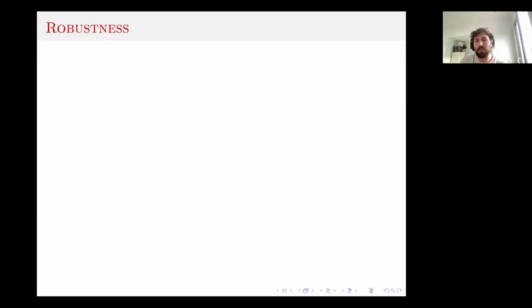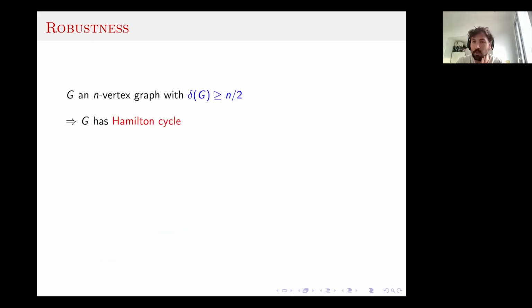So now I want to talk about something a bit different, which is, instead of generalizing Dirac's theorem to hypergraphs, another line of research, which is to strengthen Dirac's theorem. Once you're above n over 2, Dirac tells you that you have a Hamilton cycle, but maybe you have much more than this. And this has been shown in many notions of being robust. This is called being robust with respect to having a Hamilton cycle.